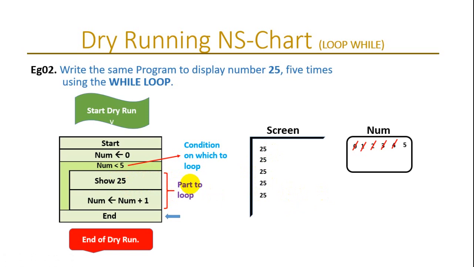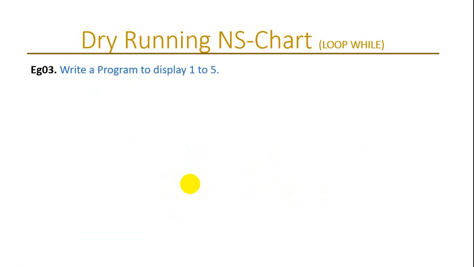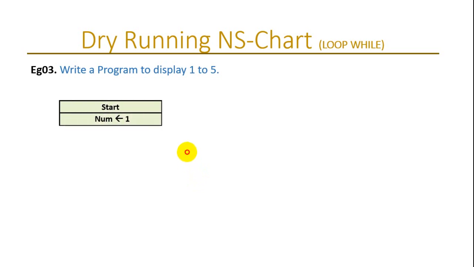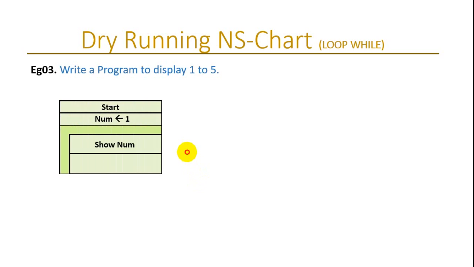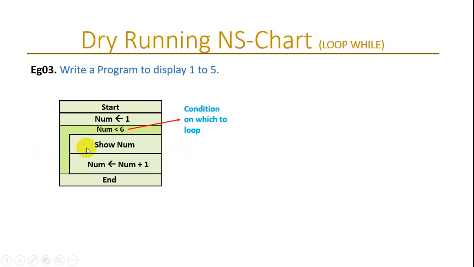Now let's go through a slightly different program. Earlier we printed just 25 five times, right? Now in this program we want to display the numbers 1 2 3 4 5. It is almost the same type of thing. That's a condition, this is the loop, and the loop comes up to this point.